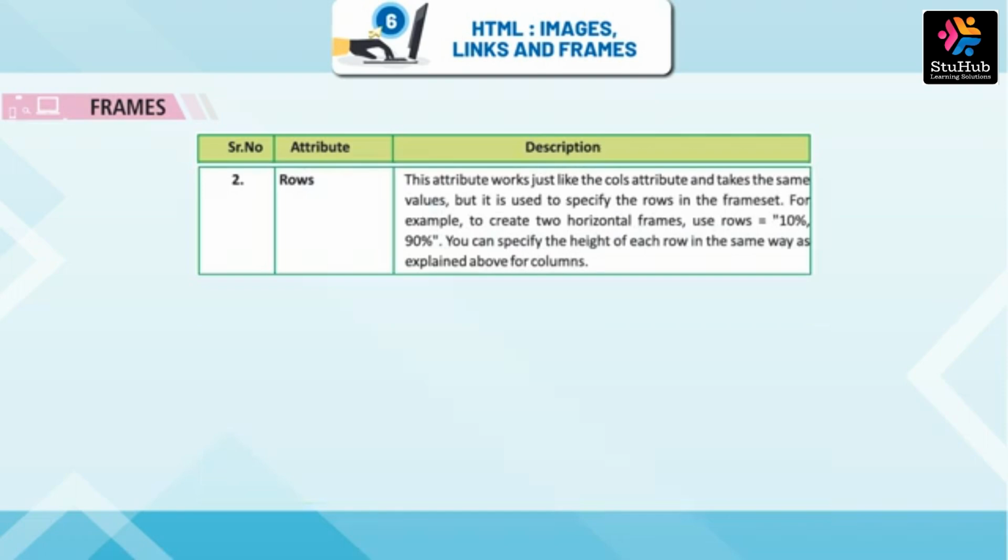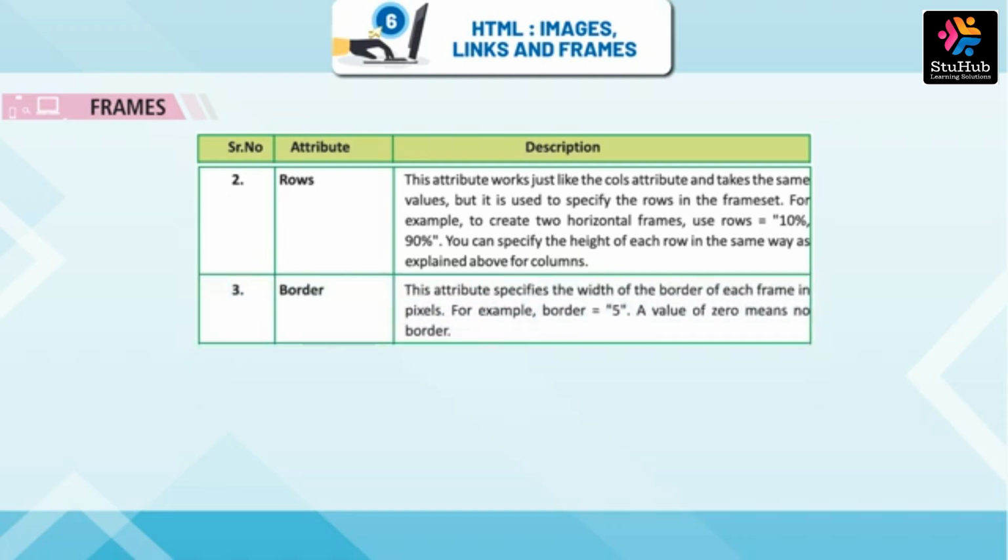2. Rows. This attribute works just like the columns attribute and takes the same values, but it is used to specify the rows in the frame set. For example, to create 2 horizontal frames, use rows equal to 10%, 90%. You can specify the height of each row in the same way as explained above for columns.